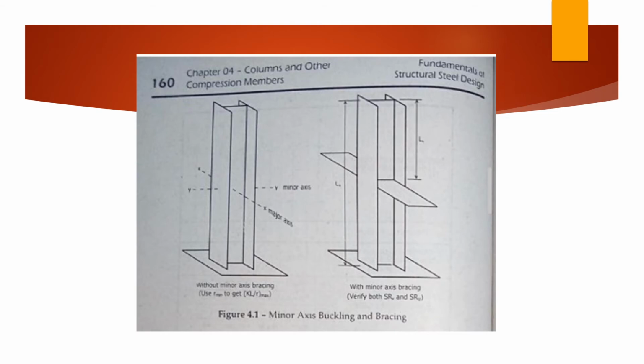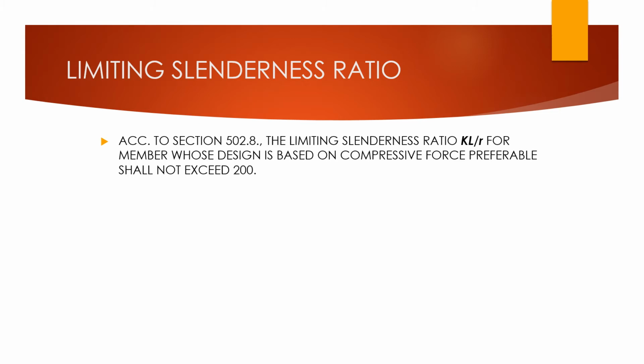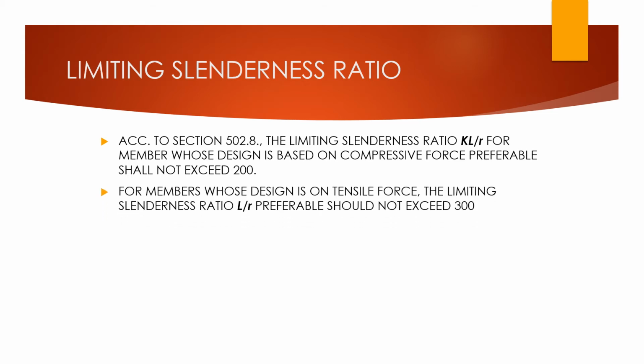So this is the illustration for minor axis buckling and bracing. Limiting slenderness ratio. According to section 502.8, the limiting slenderness ratio KL over r for members whose design is based on compressive force preferably shall not exceed 200. For members whose design is on tensile force, the limiting slenderness ratio L over r preferably should not exceed 300.